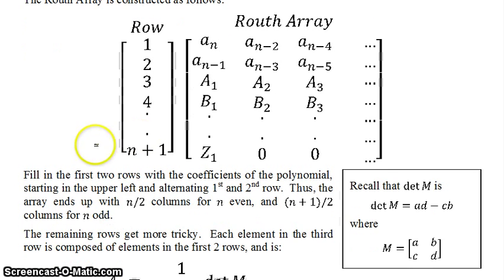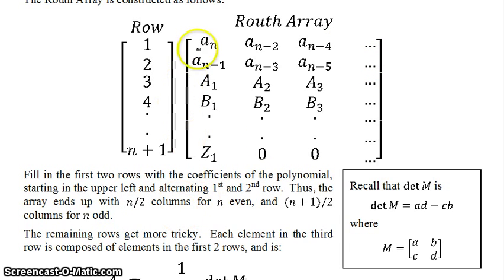The first thing that you do is fill the first two rows with the coefficients of the polynomial. So it goes a_n, a_(n-2), a_(n-4), and so on, and then a_(n-1), a_(n-3), a_(n-5), all the way down until you exhaust all the coefficients in your polynomial. The array ends up with n/2 columns if n is even, and (n+1)/2 columns if n is odd. And if n is odd, the second element in the final column is a 0.